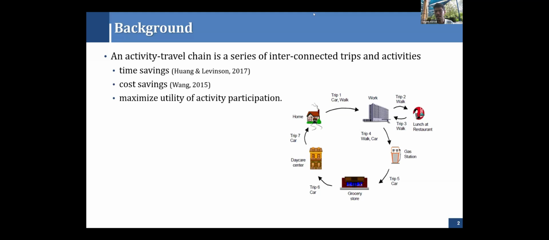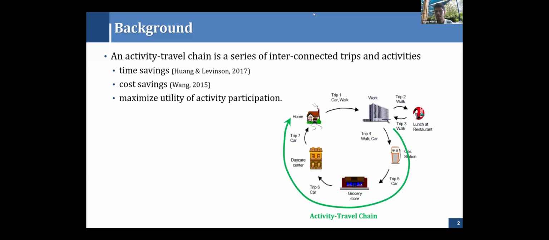People link trips and activities to multiple locations within a certain time period and route to save time and costs of travel. In a sense, activity travel chaining is a way to maximize the utility of activity participation and travel between activities. I'll go to the full definition later, but my definition of activity travel chains considers multiple trips between two primary activities, which is home and work in this illustration.